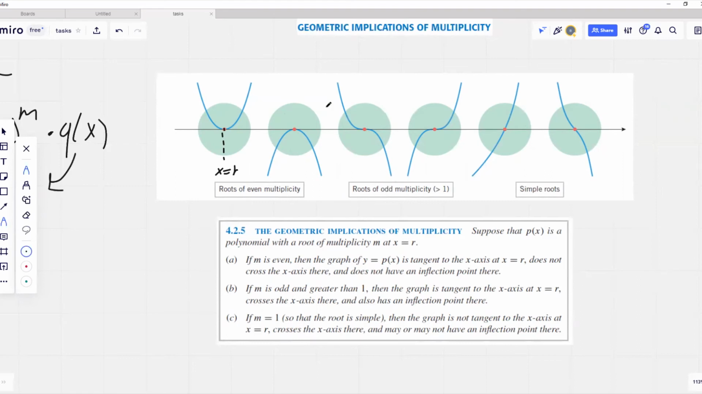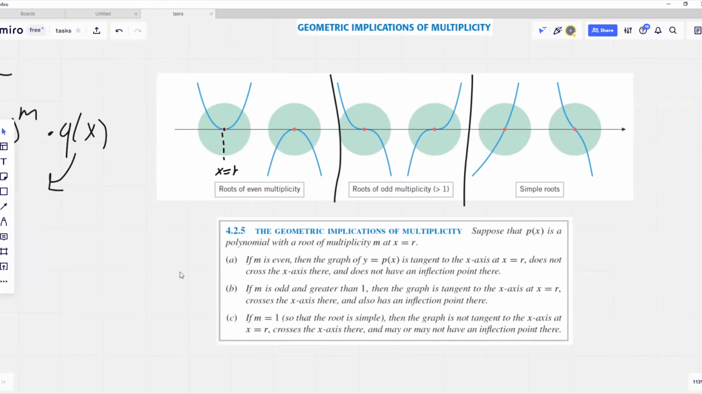In case of odd multiplicity greater than 1, so 3 or more, as we can see in a couple of graphs here, our graph is tangent to the x-axis. So basically, our x-axis works as a tangent line to our graph. And also, as we can see, in case of odd multiplicity, our graph crosses the x-axis at this root. Also, the concavity of our function changes, and we have an inflection point.